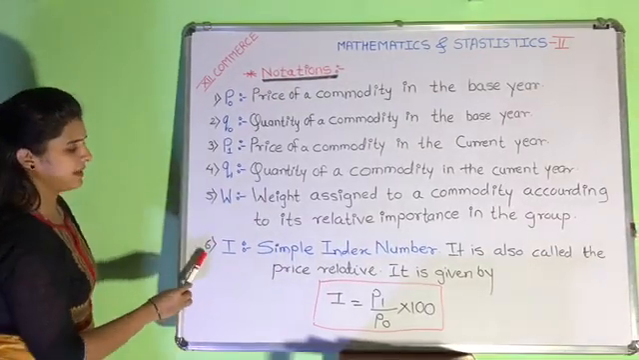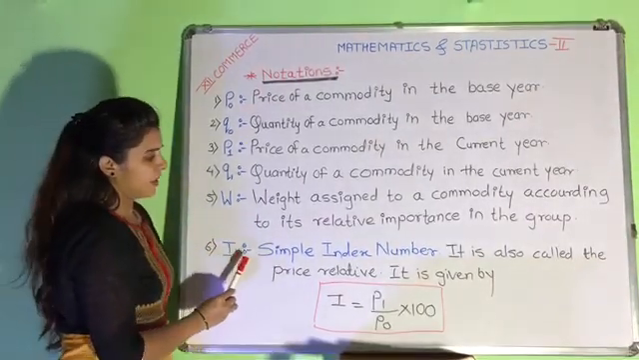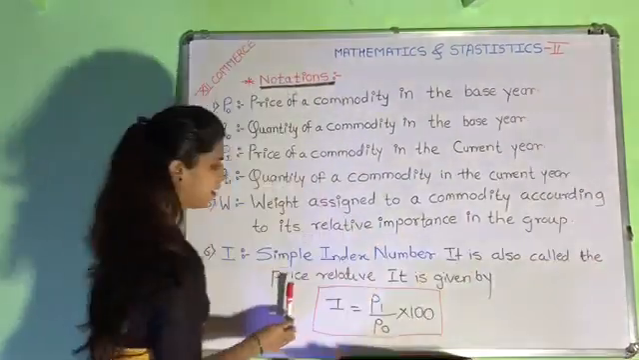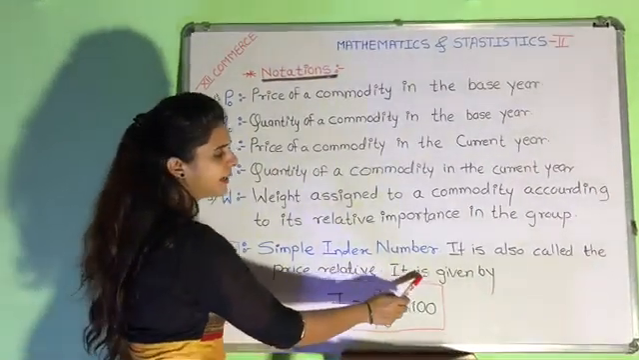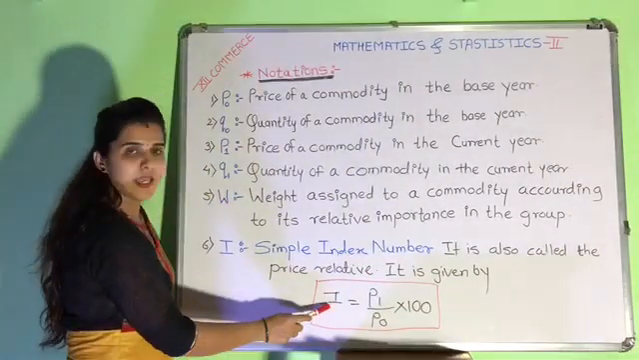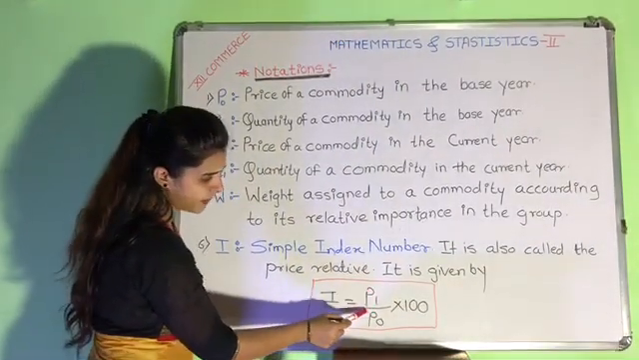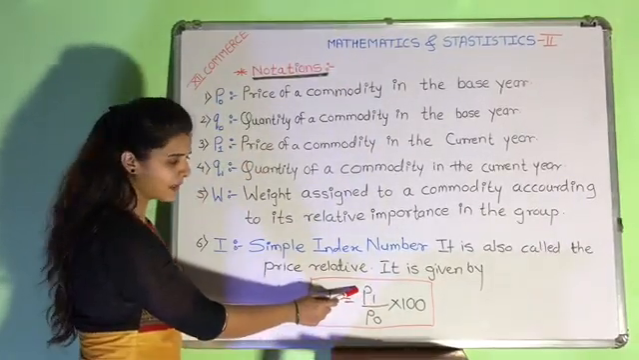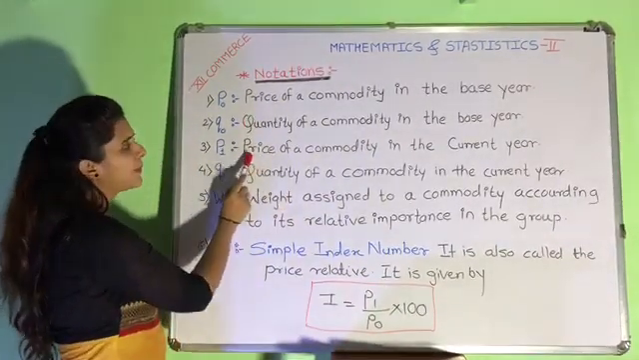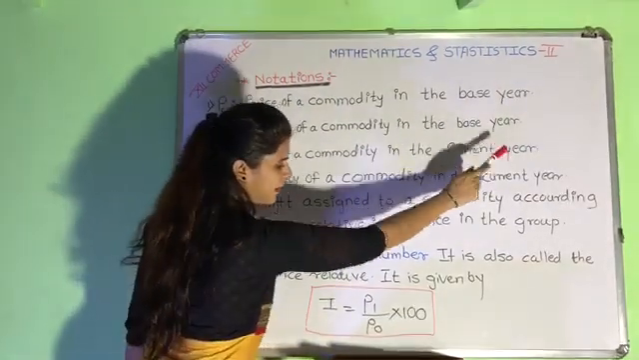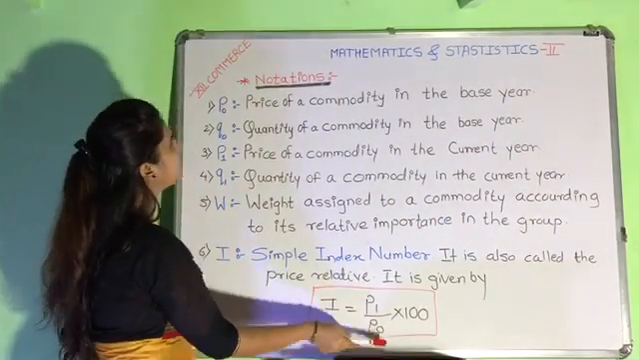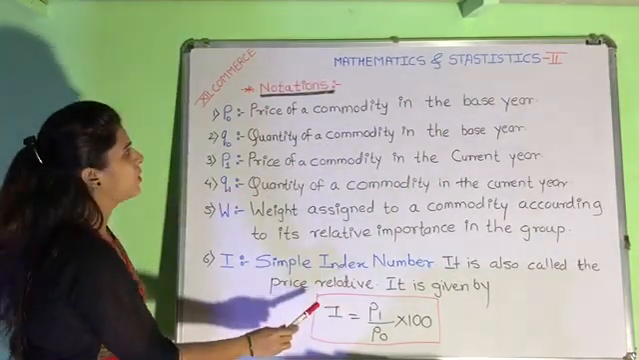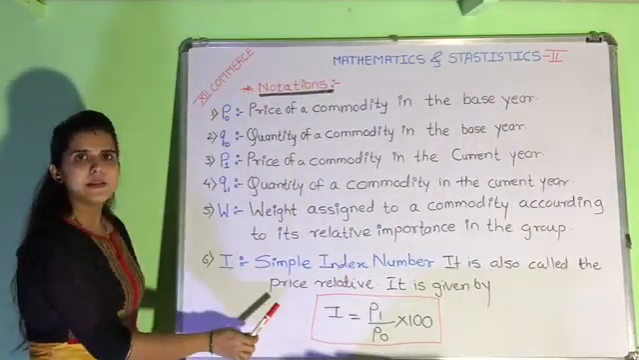Sixth one, I, simple index number. It is also called the price relatives, and it is given by I is equal to P1 upon P0 into 100. Now see what is P1. P1 means price of a commodity in the current year upon P0 means price of a commodity in the base year. So you have to remember all these notations.